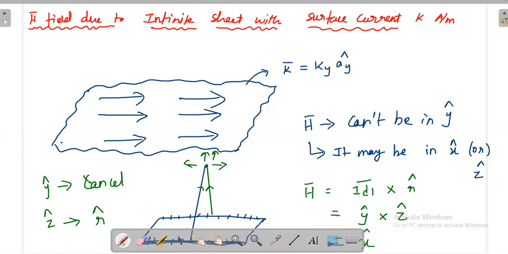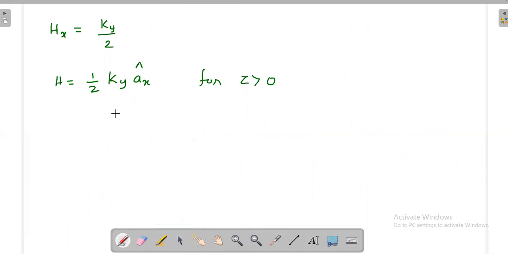If you do the analysis like that, then the magnetic field will be in the opposite direction. That is, the magnetic field will be in the minus x cap direction. You just try to do that. If you choose the point below the plane, your magnetic field will be in the minus x cap direction. Still, minus x cap is perpendicular to the y cap direction. So that is minus 1 by 2 Ky ax cap.